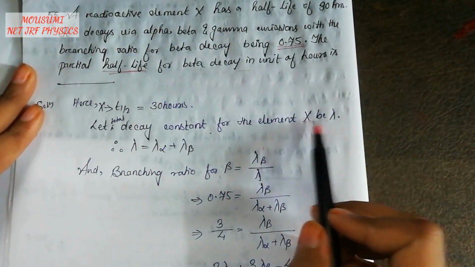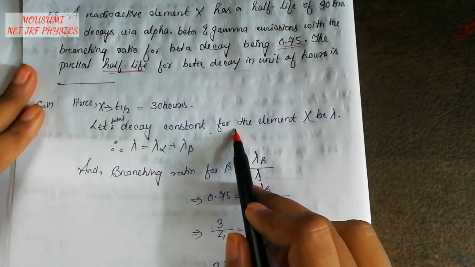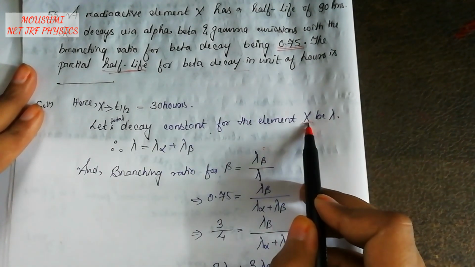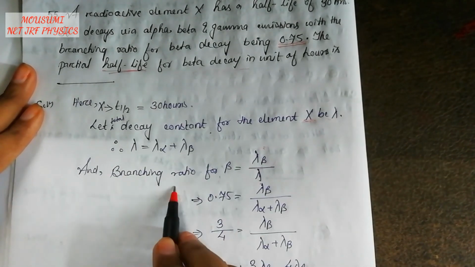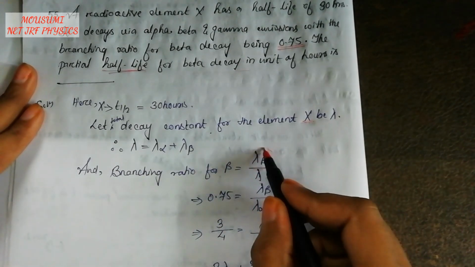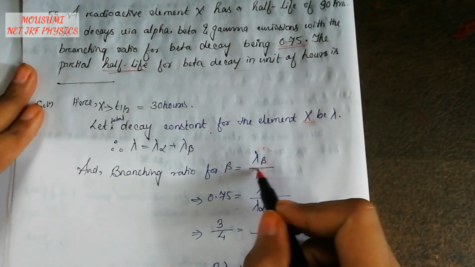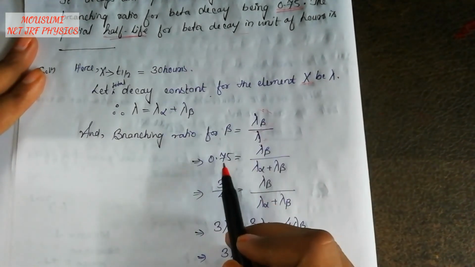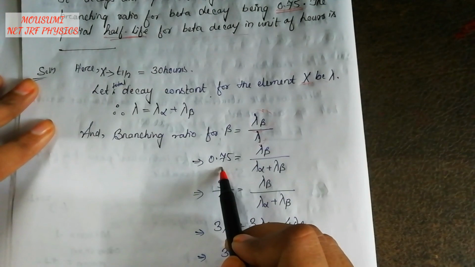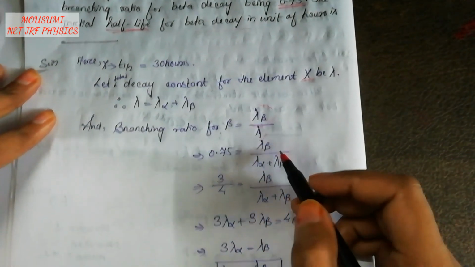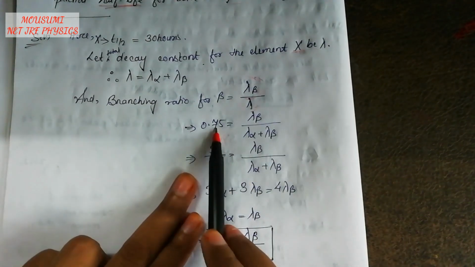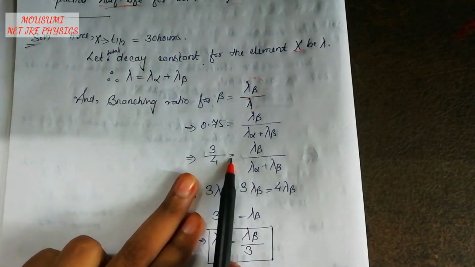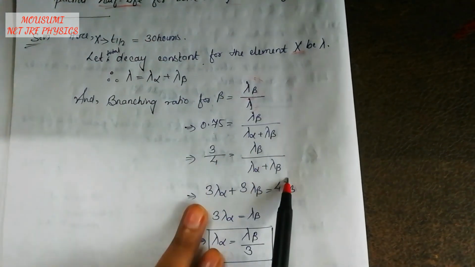So we will consider lambda to be the total decay constant for this X. Okay, so lambda is equal to what? Lambda alpha plus lambda beta. The branching ratio formula is what? The decay constant for beta by the total decay constant, right? The value of branching ratio for beta is 0.75, and in the right hand side the value of lambda is lambda alpha plus lambda beta. So 0.75 can be written as 3 by 4 equals lambda beta by lambda alpha plus lambda beta.